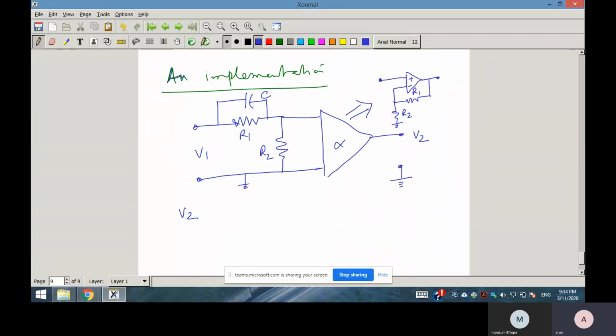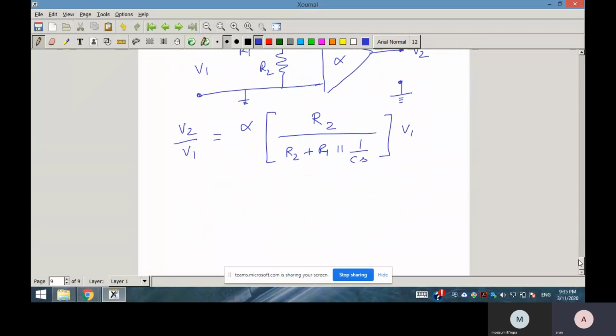So what is your V2 by V1? V2 by V1 will be equal to, you can easily see, alpha is that factor. And what is the current? The current through this one is your V1 divided by R2 plus R1 parallel 1 by CS. So now what is the voltage then? 1 by this one. So V2 will be R2 divided by this, into.